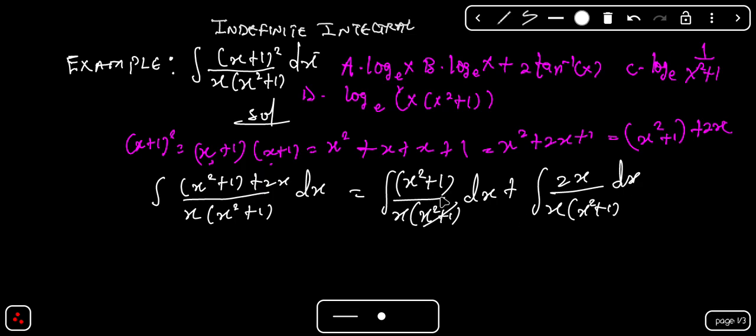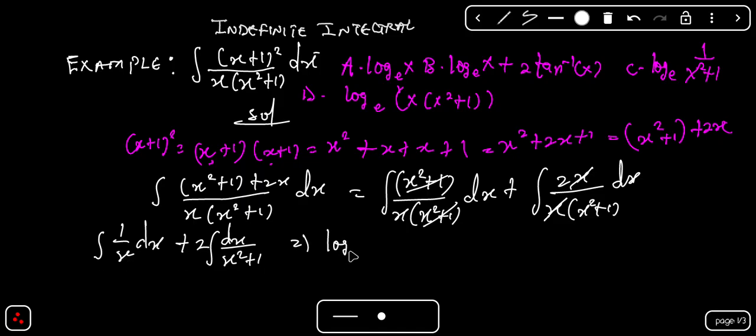And then we can see that x^2 + 1 will cancel out x^2 + 1, and here x will cancel out x. So what you have now is the integral of 1 over x dx, then plus the integral, we can bring out this 2 because it's a constant, 2 multiplied by the integral of dx over x^2 + 1. And don't forget that if you integrate 1 over x, we are going to have the natural log of x, okay, then plus 2, then multiply by the integral of dx over x^2 + 1. So if you integrate this, you are going to get arctan of x, okay.